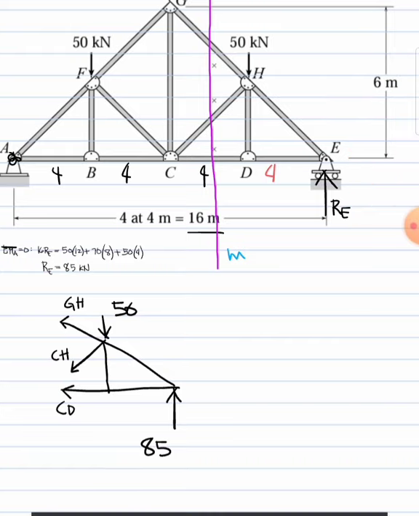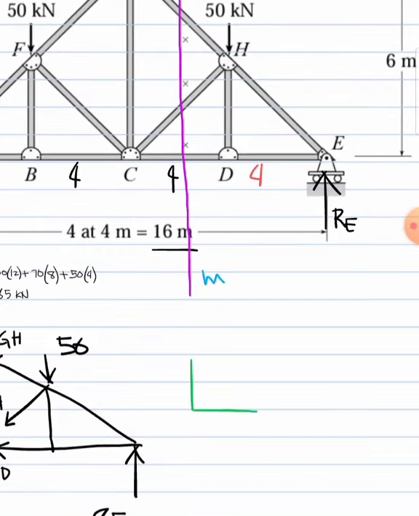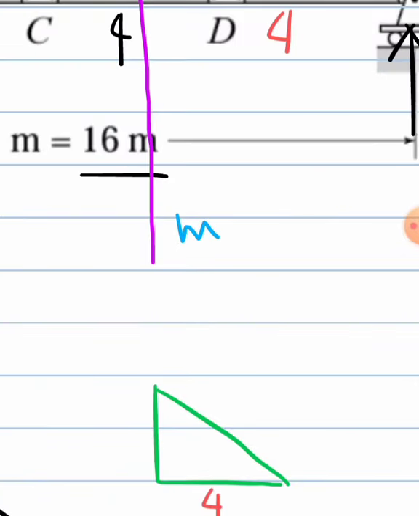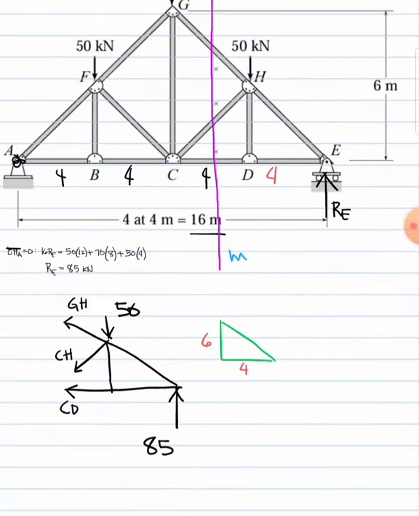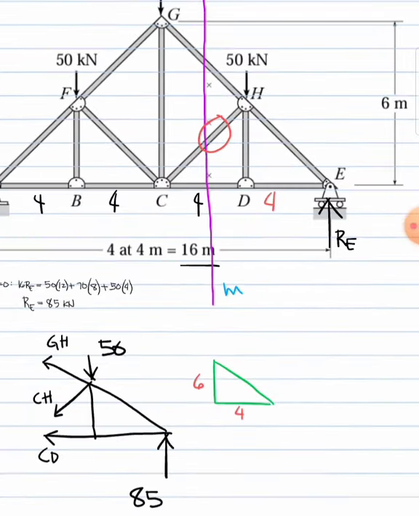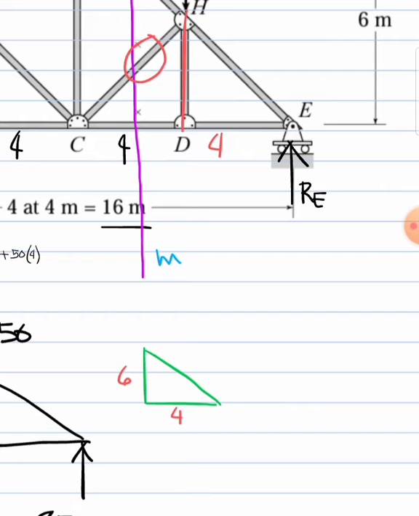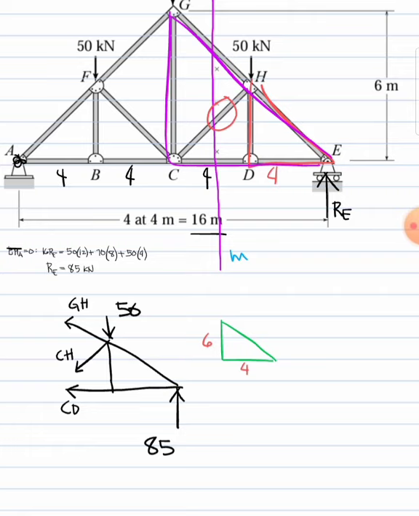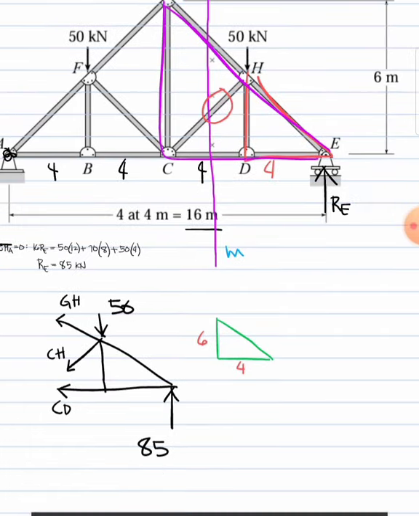So based on that, we have a triangle which has a base of 4 meters and a height of 6 meters. And then, that's the other slope. Take note that we're getting the slope of this CH right there. So we will use this triangle here. This triangle is similar to this triangle. We will get the ratio and proportion of its sides.